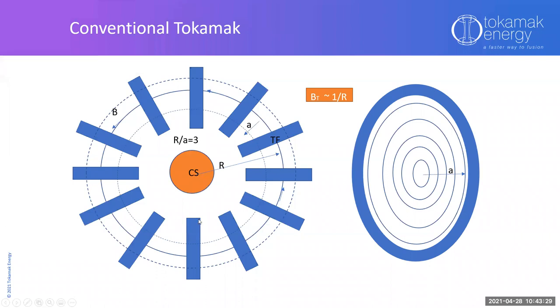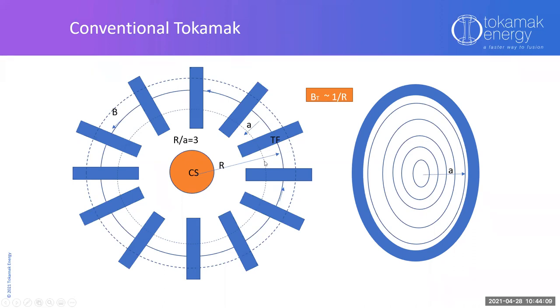And you see in a conventional tokamak, the so-called aspect ratio, which is the ratio between the major radius and the minor radius, is typically of the order of 3. The other feature is that in a conventional tokamak, the plasma tends to fill the whole vacuum vessel, which is very close to the toroidal field coils. And I have stressed again here that the toroidal field dependency in terms of major radius is 1 over R and is not uniform inside the toroidal field coils.